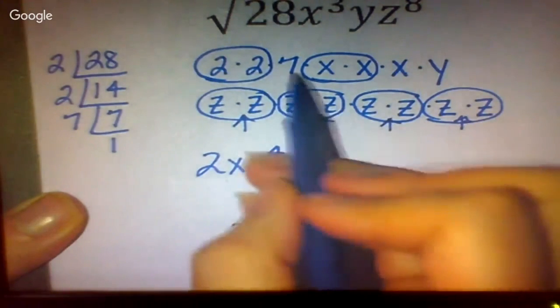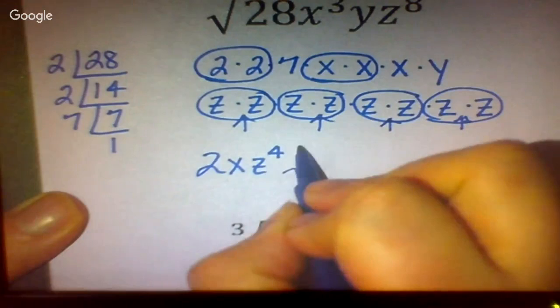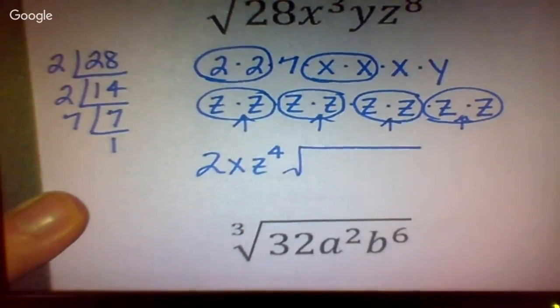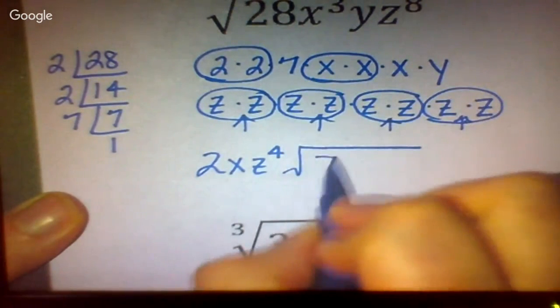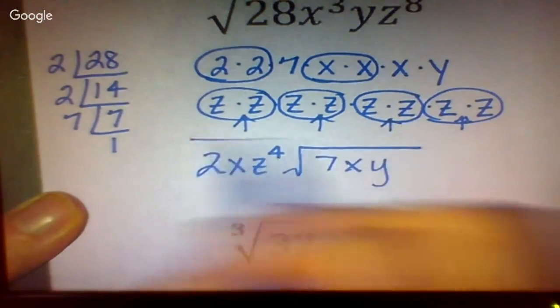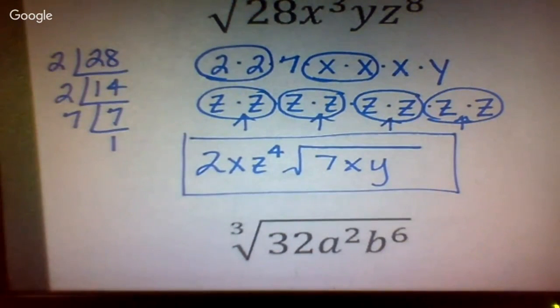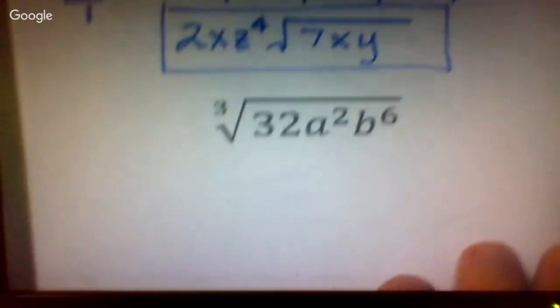Okay. Now, I had stuff that I didn't circle. So you put your square root back down. And everything you didn't circle goes back underneath the square root. And that's your answer. That was like magic right there.